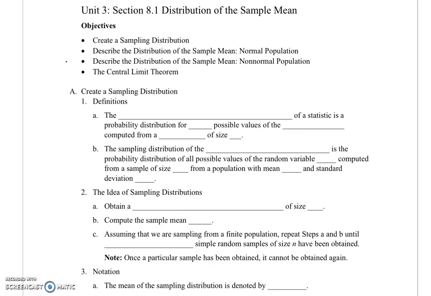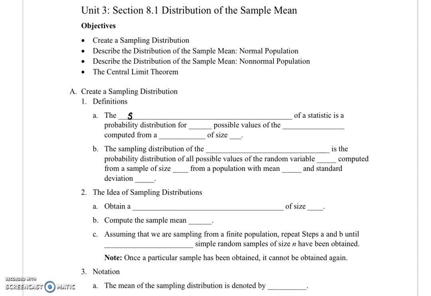This is the video lecture for section 8.1, which is about the distribution of the sample mean. So first, we're going to talk about how we create a sampling distribution.